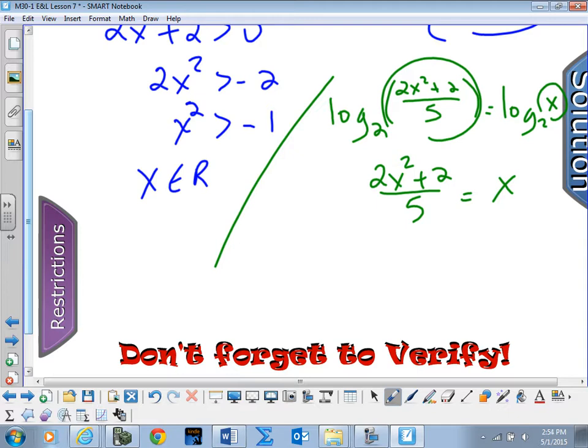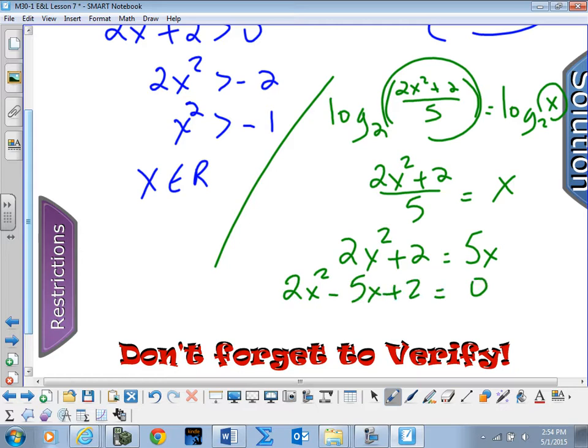Let's solve this. I'm multiplying both sides by 5. We have a quadratic. Now we need to factor. So if we're doing decomposition, we have two numbers that multiply to give us 4 and add to give us -5. So that means we're going to have -4 and -1.